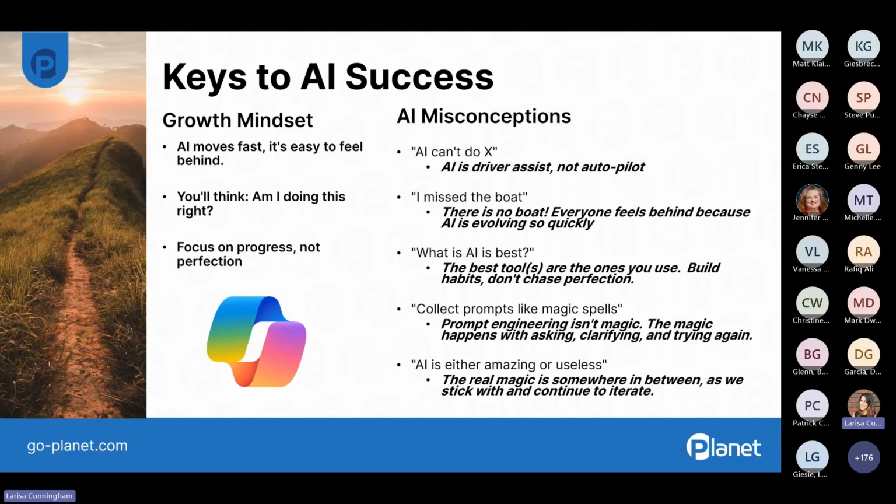So a couple of keys just to keep in mind when working with AI is we want to keep a growth mindset. That's the biggest thing that I would recommend, keeping in mind that most people feel behind because AI is progressing so quickly. And there's a lot of times when I've felt myself or heard other people say, am I doing this right? Is there something I'm doing wrong? But the reality is that this is a learning curve. And the more we use Copilot, the better and more proficient we get with it. So practice is your friend here.